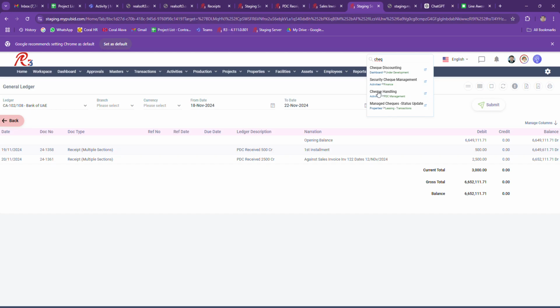Now we have got, there are many other systems. Okay. There are many other systems also along with this check. Check discounting is there. Security check management is there. Check handling is there. Manage check status update is there. These all are things you are going to find later, okay? I am not going to explain this. Check discounting is another loan kind of thing from the bank. That is a facility. Now we will check with the check handling.